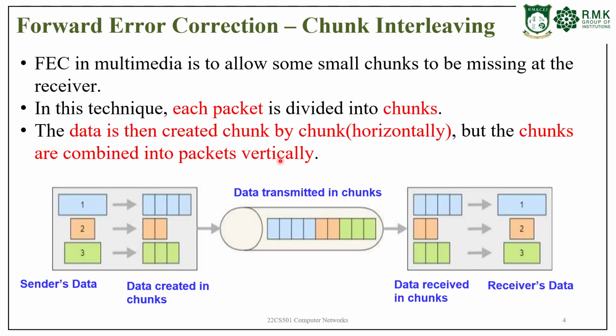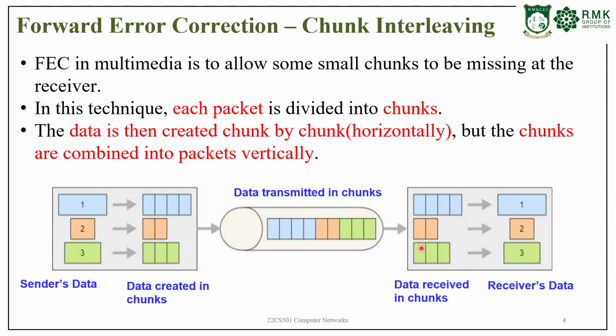Yes, we know that forward error correction in multimedia allows some small chunks to be missing at the receiver's end. In this technique, each packet is going to be divided into chunks. Here we can observe that packet 1 is divided into 4 chunks. Packet 2 has been divided into 2 chunks and packet 3 has been divided into 3 chunks. The data is transmitted only in chunks to the receiver's end. Here the data is created chunk by chunk, horizontally, and sent to the receiver's end.